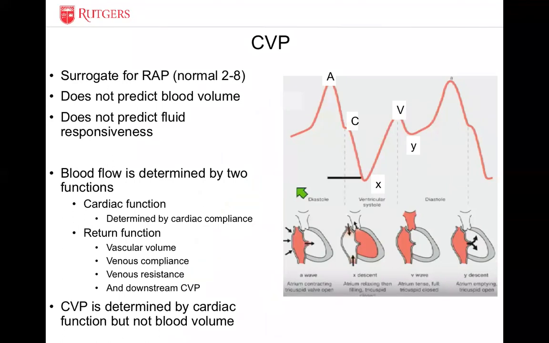And that's because blood flow is determined by two functions, and that's your cardiac function and your return function. So your cardiac function is determined by your cardiac compliance, whereas your return function can be due to many things. It could be due to your volume, your venous compliance, your venous resistance, and your downstream CVP. So basically, CVP is determined by your cardiac function, but not necessarily your blood volume. And that's why this has fallen out of favor. As you'll see, there'll be a slide later on where I summarize the things that we try to monitor, and you'll see how CVP stacks up to other types of monitoring.